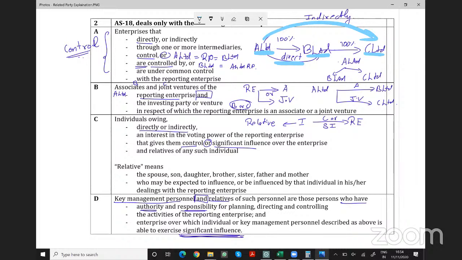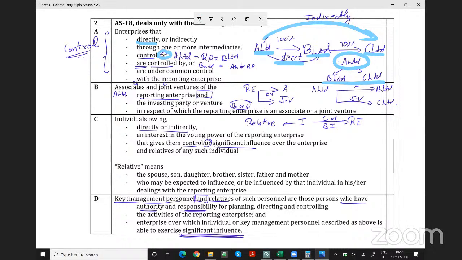A controls B directly. Means A controls B. Or indirectly. A controls C via B, through one or more subsidiary. Means A controls B, B controls C. So means A indirectly controls C. Or are controlled by, means C is controlled by A, or are under common control with the reporting enterprise.